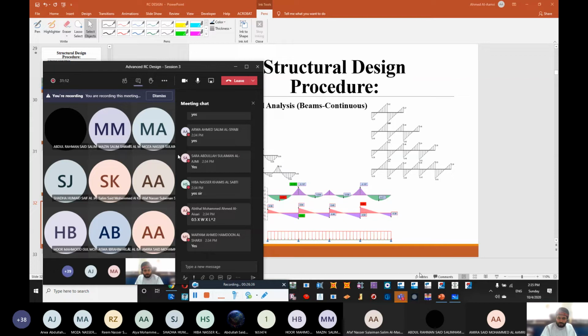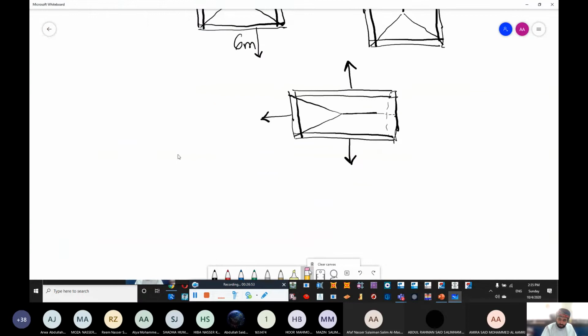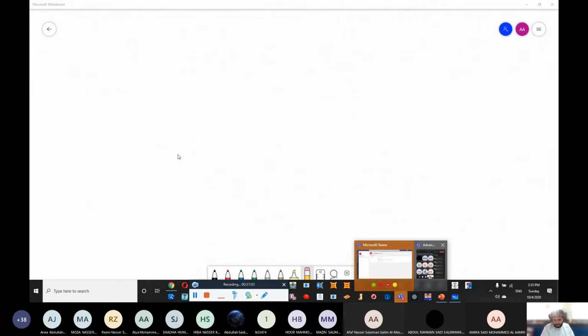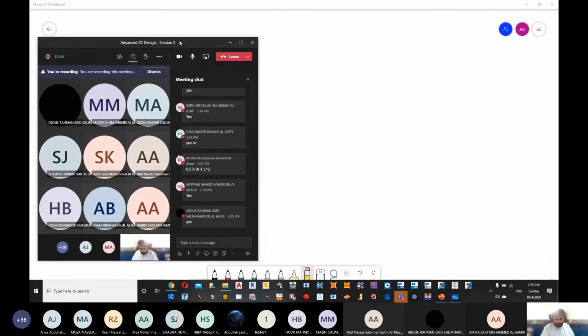Now it's very important for me that you understand this one, because without it we cannot proceed to the advanced RC. Whatever I'm going to highlight for you are the basics of understanding the supports and how the bending moment and shear force are drawn.